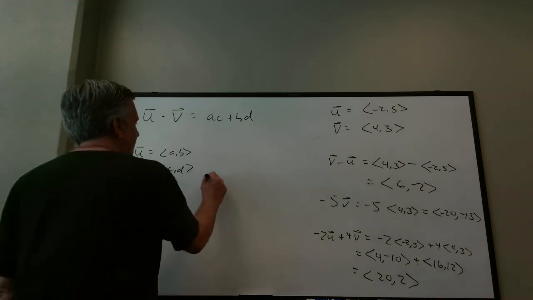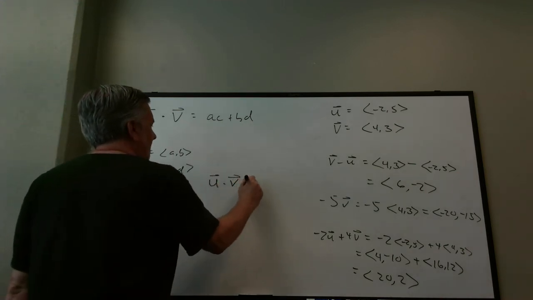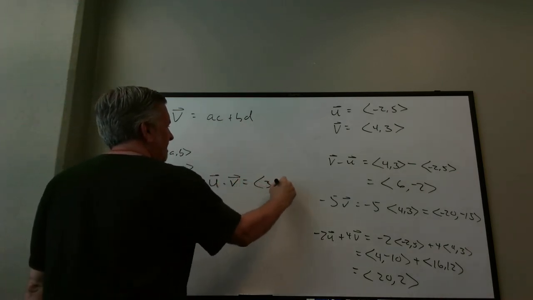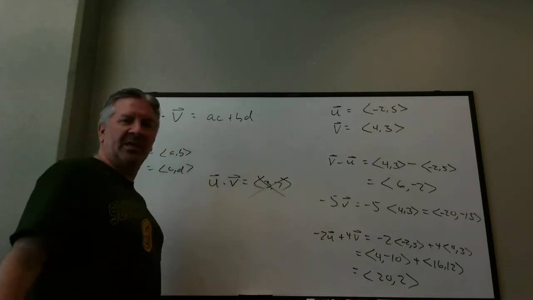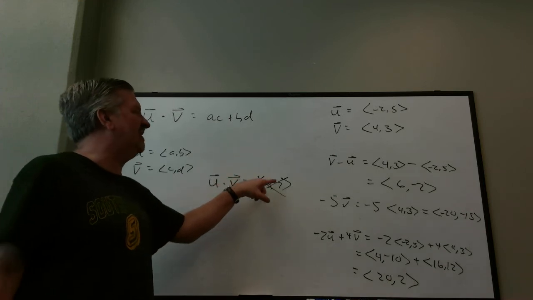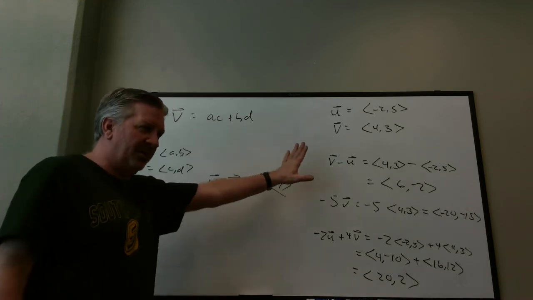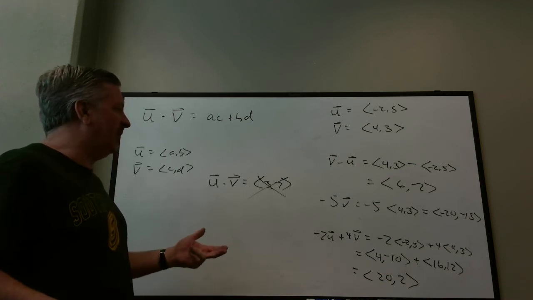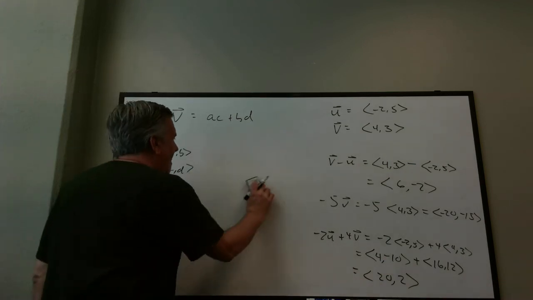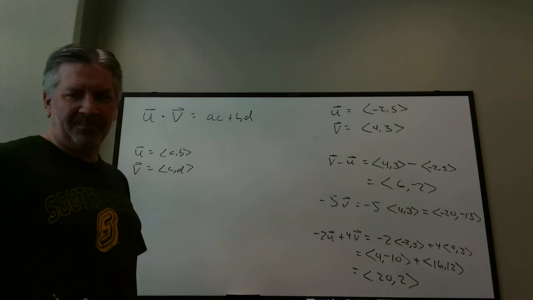I'll have students on an exam do u dot v equals the vector 3, 7. That's a 0. That makes no sense, right? The dot product of two vectors is not a vector. All the other ones were. The sum, the difference, and the scalar multiple of a vector is a vector, but not the dot product, okay? So keep that in mind.